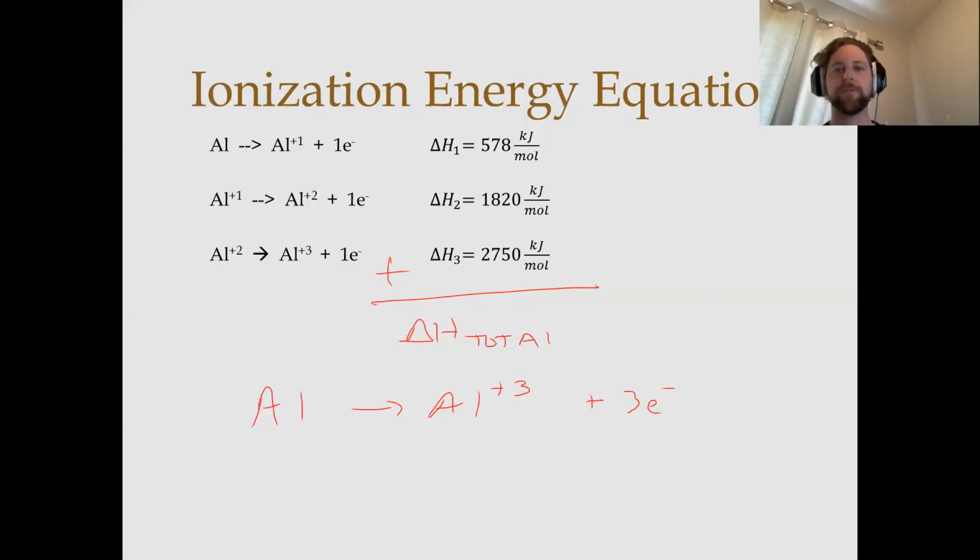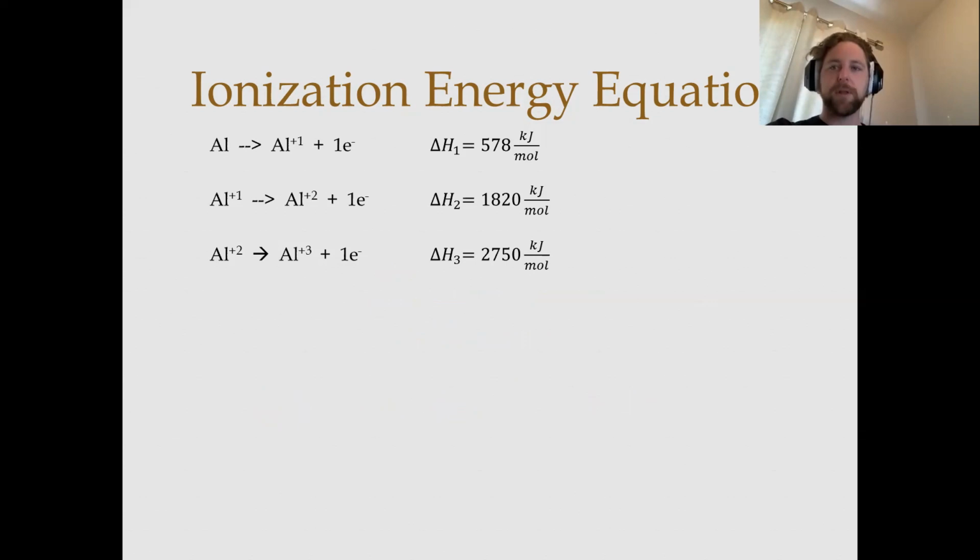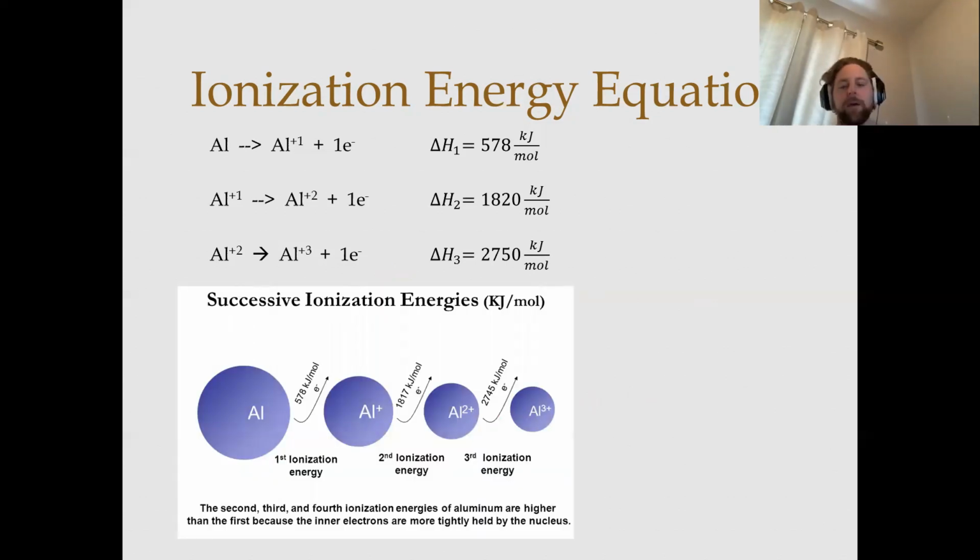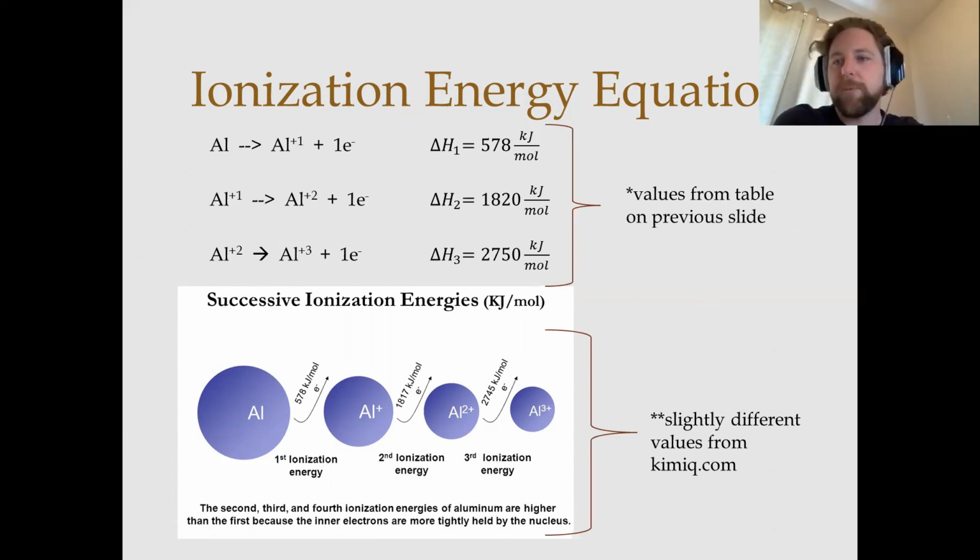You may have to write these ionization equations, so just take note of how they're written, 1 electron at a time, and they each connect with an energy value. Here's a graphic that I pulled off the internet that kind of shows the same thing that I was drawing, but essentially each electron pulls off, the atom gets smaller. These energy values are a little bit different than the previous one just because of the source, but they're close enough.